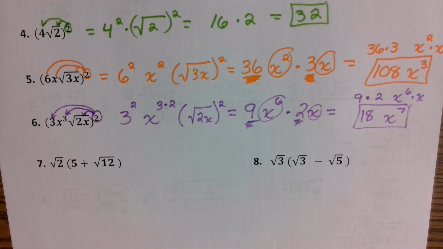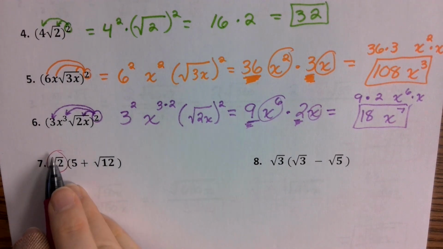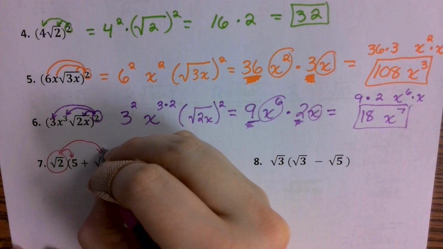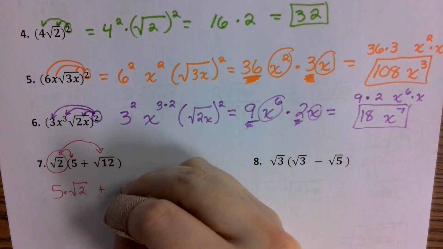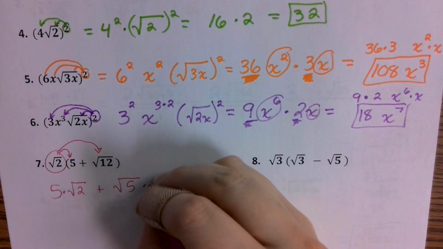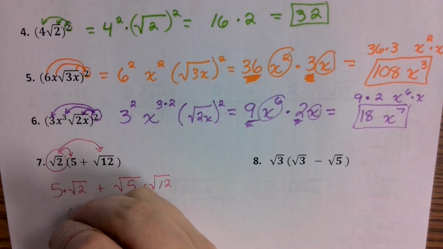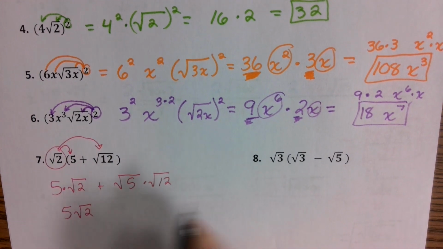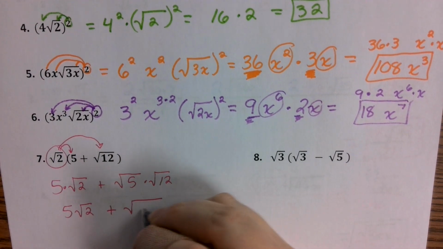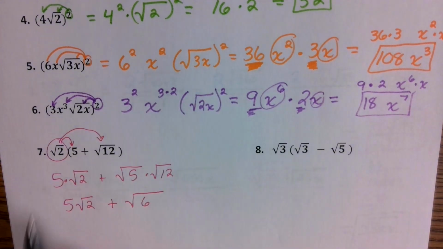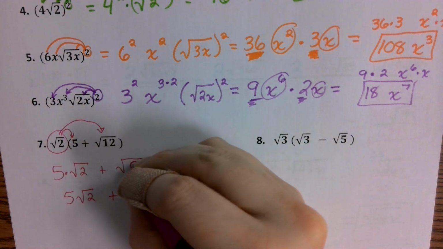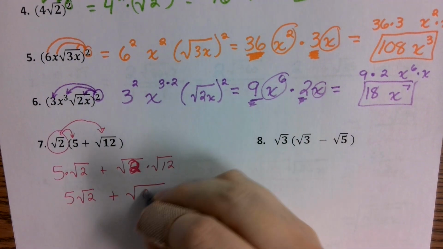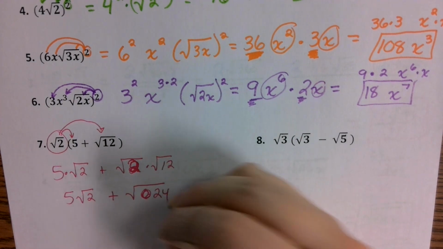For problem number 7, all you're doing is just distributing. You're distributing the square root of 2 to the 5 and to the square root of 12. So you're doing 5 times square root of 2 plus the square root of 2 times the square root of 12. 5 square root of 2 just stays 5 square root of 2. And then, oh, I'm sorry, I messed up. That should be square root of 2, not square root of 5. So 2 times the 12 becomes 24.